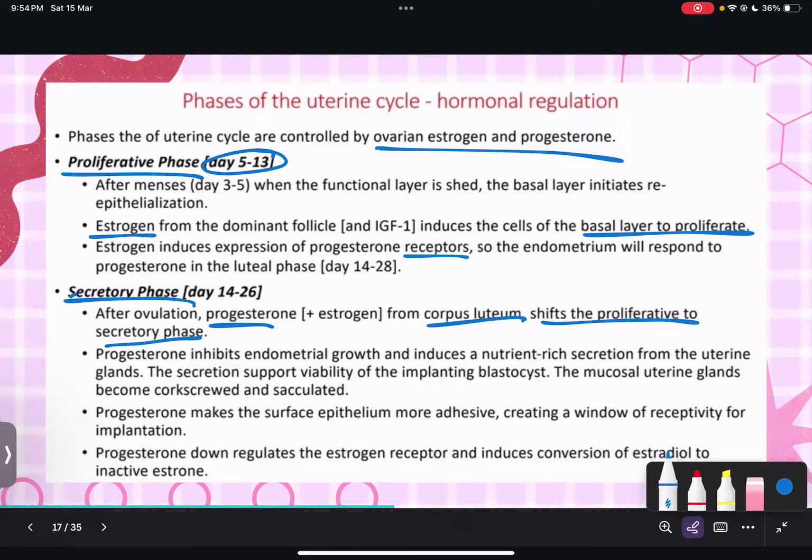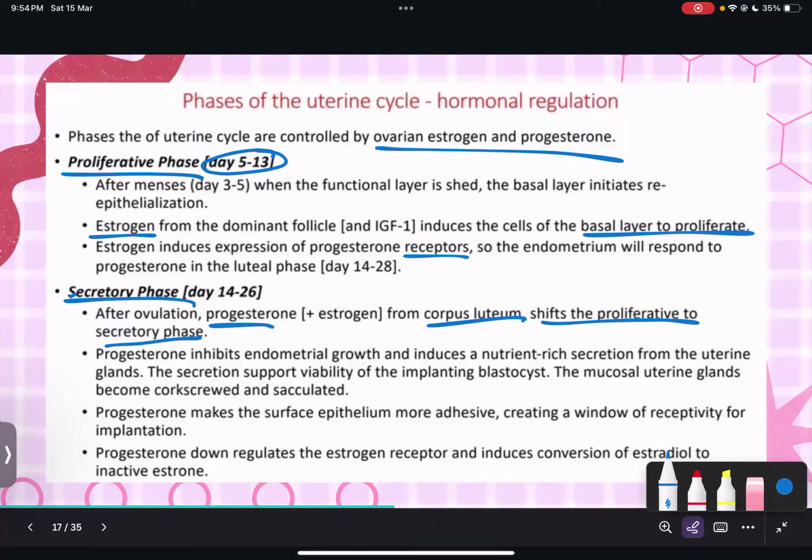Okay, it will inhibit the growth of the endometrium because it reached its peak, and it will start inducing a nutrient-rich secretion from the uterine glands. Why is that important? That's important in case there's pregnancy.